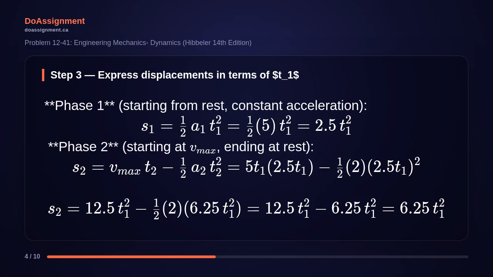Now we write each displacement in terms of t1. Phase 1 gives 1/2 times 5 times t1 squared, which is 2.5 t1 squared. Phase 2 starts at the peak velocity and ends at rest. Substituting t2 equals 2.5 t1 into the kinematic equation gives 6.25 t1 squared.